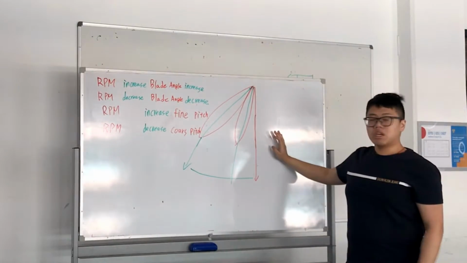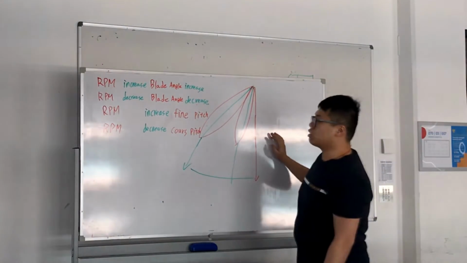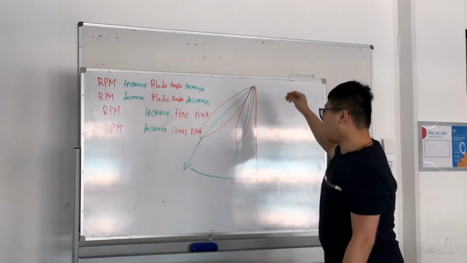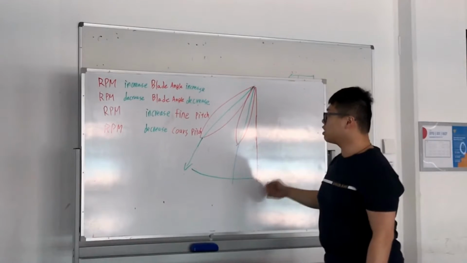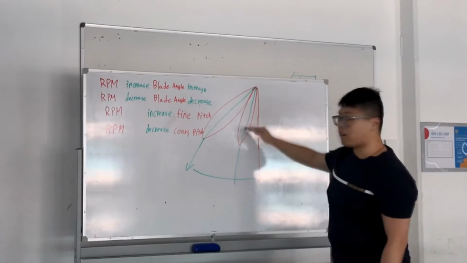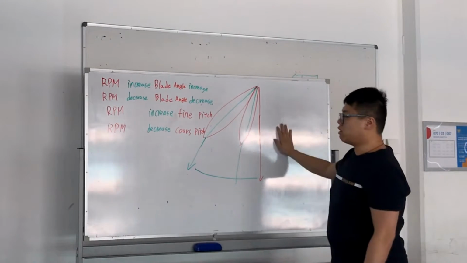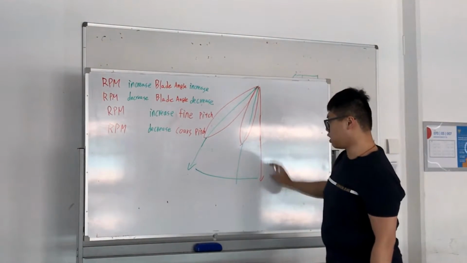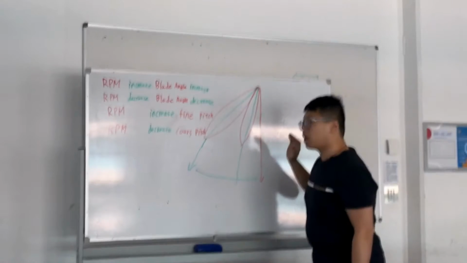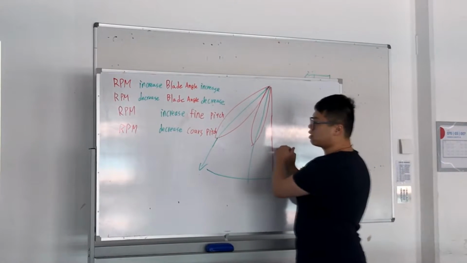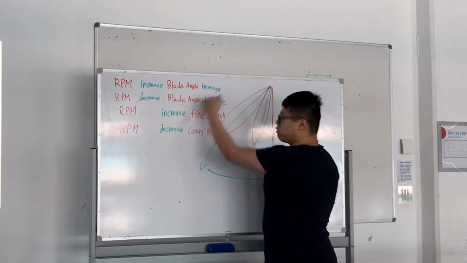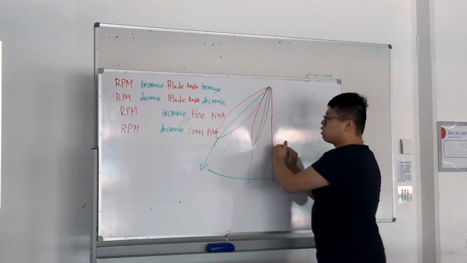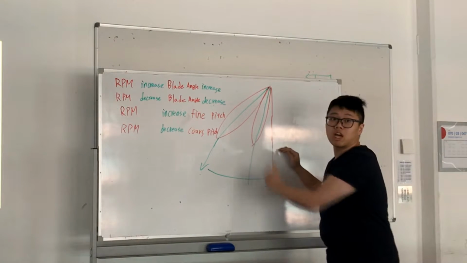In another condition, if the pilot increases the RPM, the pitch will be a fine pitch. But if the pilot decreases the RPM, the pitch will become a coarse pitch. They will become further away from the aircraft rotation line.